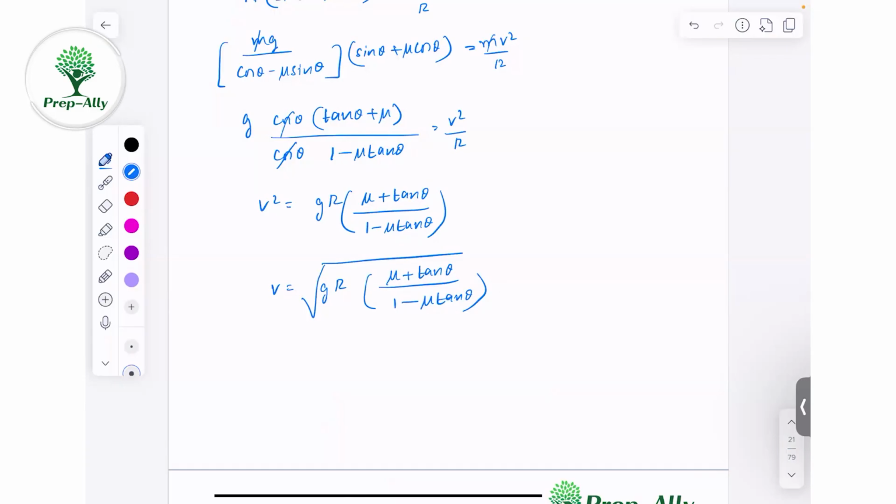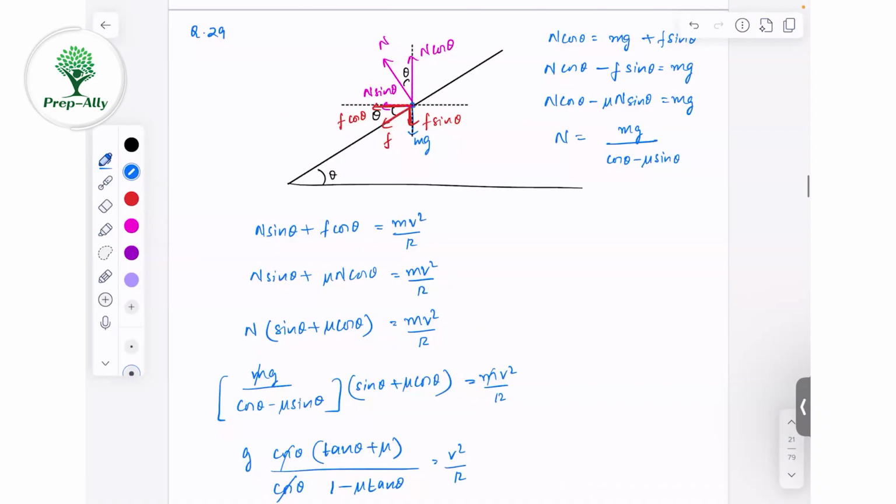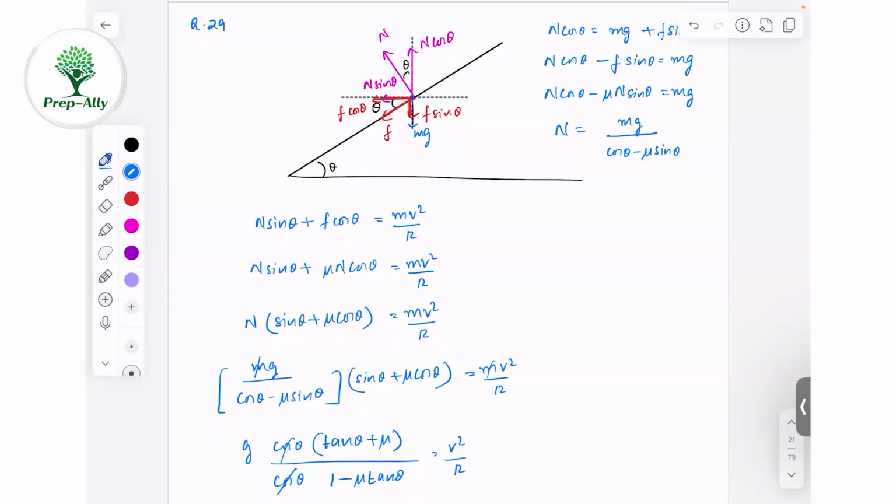If you have to figure out the minimum safe speed, friction will be in the opposite direction. So friction would be like this. But since he asks us the maximum speed, we know friction is trying to prevent the wheels from going to the side. So that is how we solve this problem.